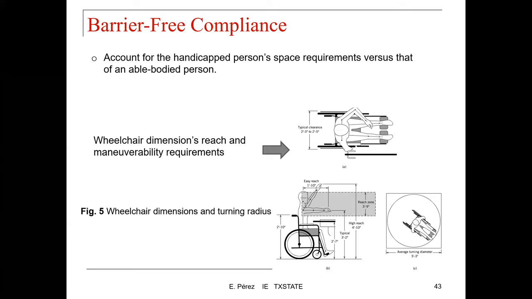Account for the handicapped person's space requirements versus those of an able-bodied person. Things like taking into account the clearance for a wheelchair, wheelchair dimensions, reach, and maneuverability requirements. So again, the clearance, also the reach for the person working in the workstation. Turning radius are very important. So here are some standard measurements for the reach and for the reach zone, what is the area of easy reach, and so on. So those dimensions are very relevant when designing for barrier-free compliance.